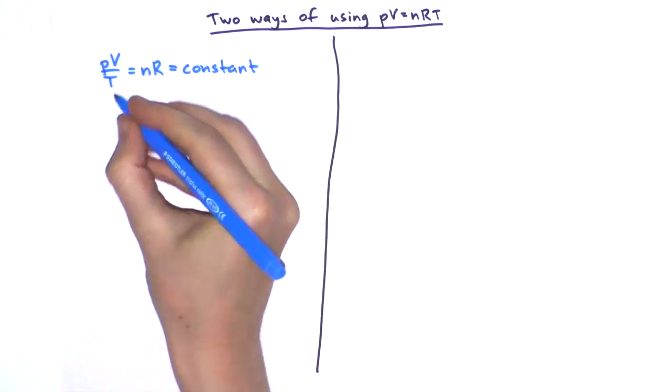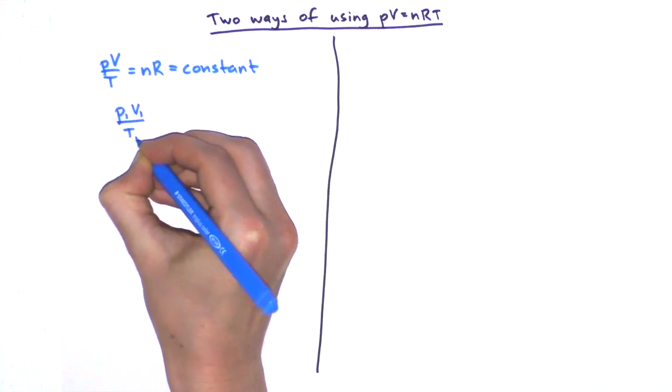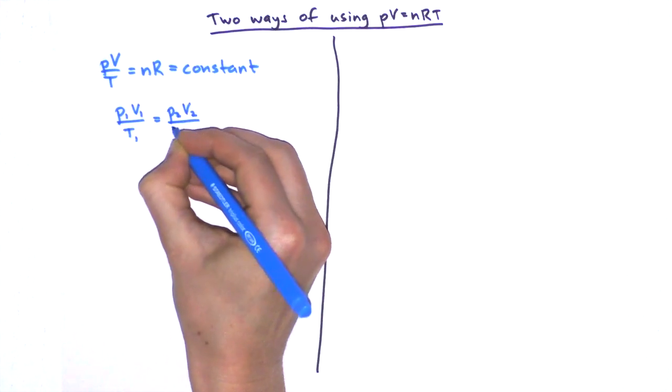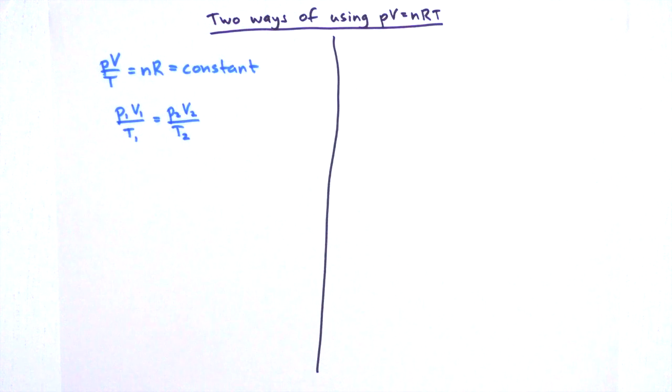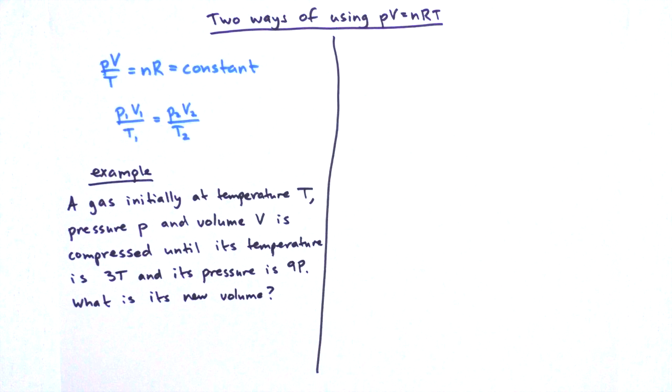So if we have two states, 1 and 2, for example, then in the first state we would get P1 V1 over T1, which would equal these values in the second state, which is P2 V2 over T2. So that's a bit abstract, but let's do an example. If we have a gas which is initially at temperature T and pressure P and volume V, and then we're compressing it, and we might be adding some heat or taking away some heat along the way, but that doesn't matter. We're compressing it and changing things about this gas until its temperature is 3T and its pressure is 9P. So the temperature of this gas has tripled and the pressure has become 9 times what it was before. And we need to calculate the new volume of this gas.